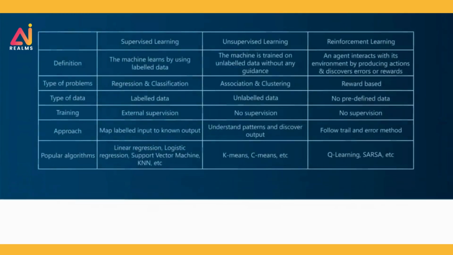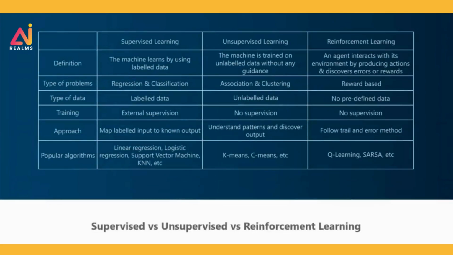Now, before we move ahead, I'd like to discuss the difference between the three types of machine learning, just to make the concept clear to you all. So let's start by looking at the definitions of each. In supervised learning, the machine will learn by using the labeled data. In unsupervised learning, there'll be unlabeled data and the machine has to learn without any supervision. In reinforcement learning, there'll be an agent which interacts with the environment by producing actions and discovers errors or rewards based on his actions, right?